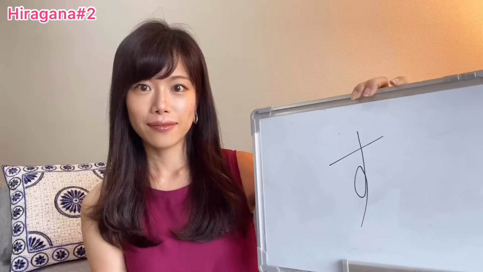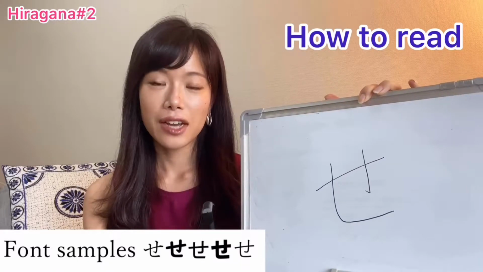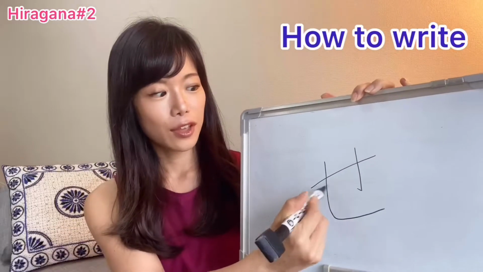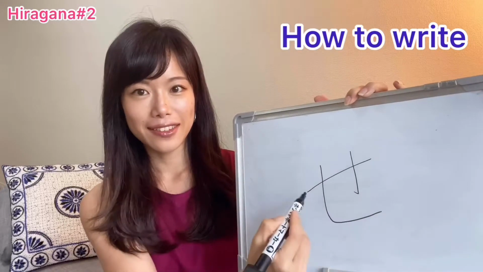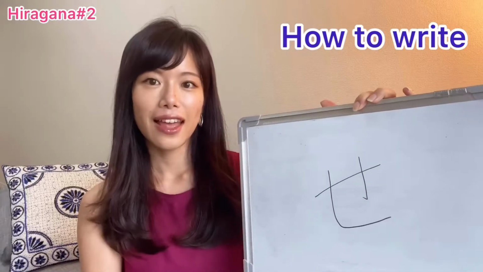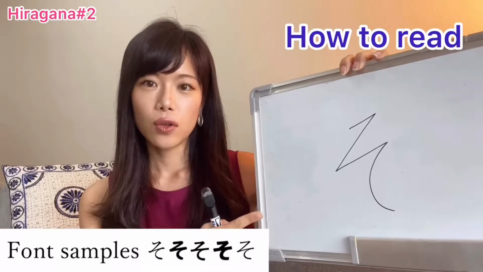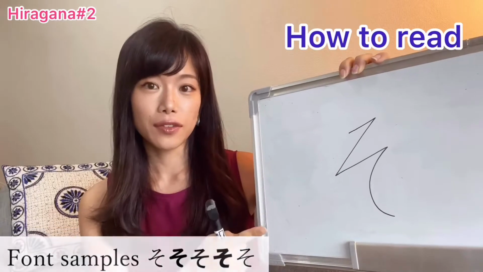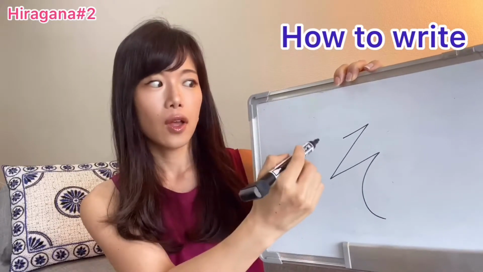Su. Okay. Se. Se. How to write se? 1, 2, 3. Once again. 1, 2, 3. Se. Next. So. So. How to write so? 1. Just one stroke. 1.